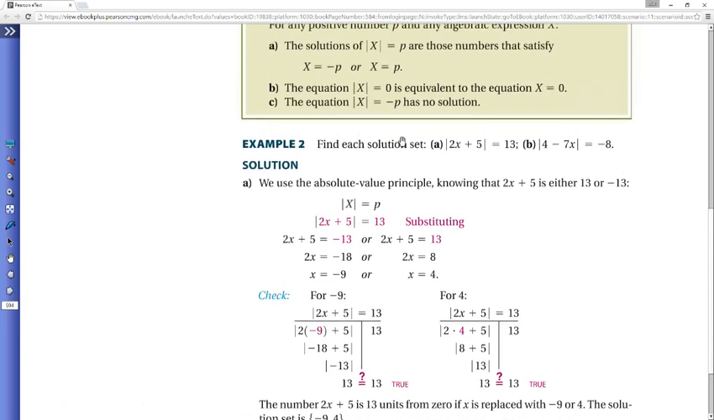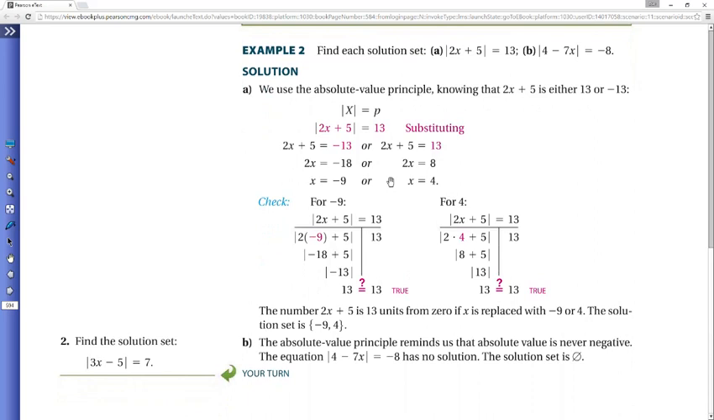Well, when we apply this, we get rid of the absolute value symbol by making this expression equal to the opposite of this, or, and it's an or statement, it's a union, 2x plus 5, we got rid of the absolute value symbols, is equal to the positive one, or exactly that. Now we have two equations to solve. They get x is equal to negative 9 or x is equal to 4.